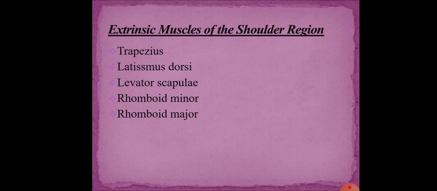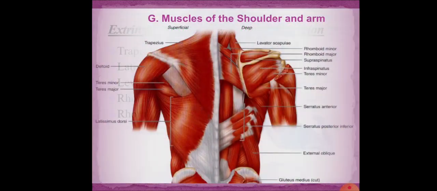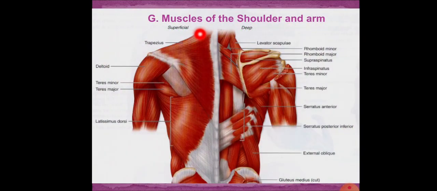Extrinsic muscle of the shoulder region include trapezius, latissimus dorsi, levator scapulae, rhomboid minor and rhomboid major. 5 muscles again: trapezius, latissimus dorsi, levator scapulae, rhomboid minor and rhomboid major.